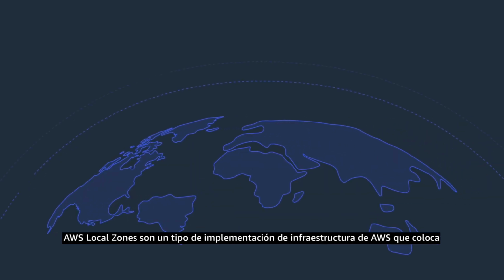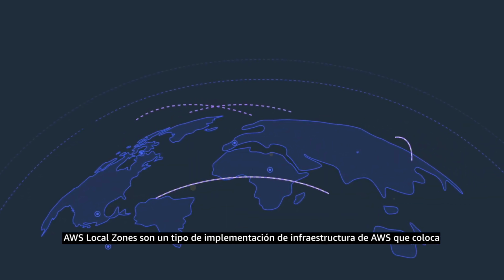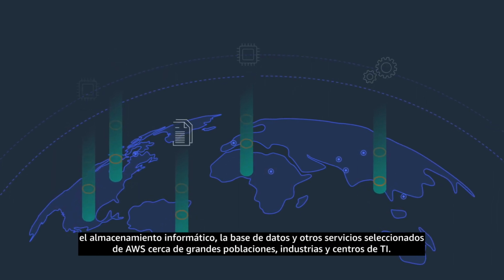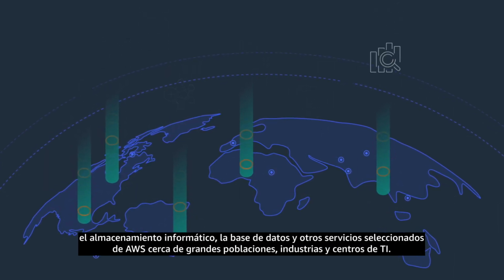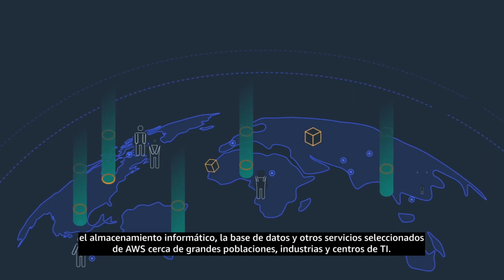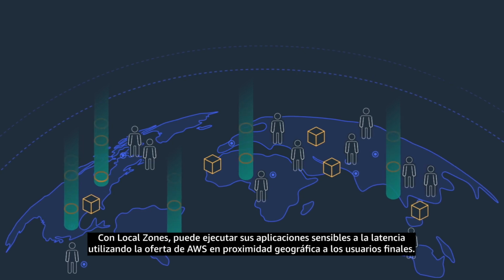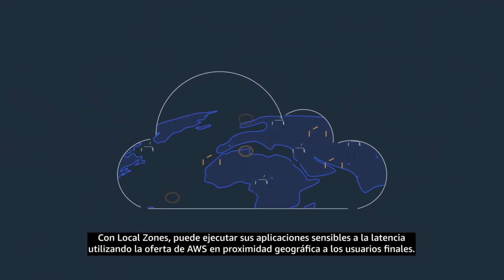AWS Local Zones are a type of AWS infrastructure deployment that places AWS compute, storage, database, and other select services close to large population, industry, and IT centers. With Local Zones, you can run your latency-sensitive applications using AWS offerings in geographic proximity to end users.